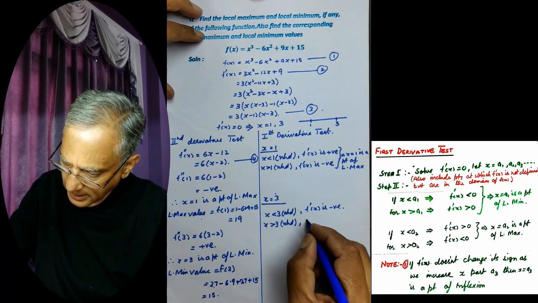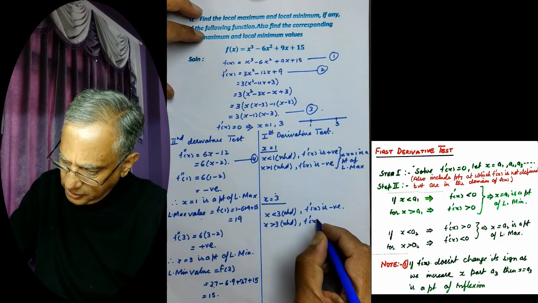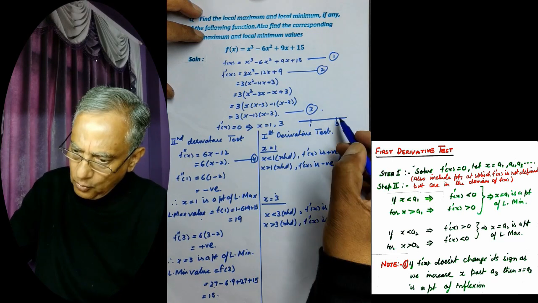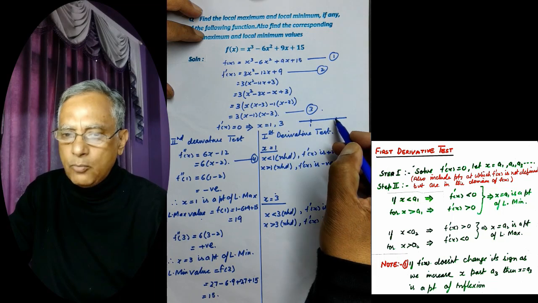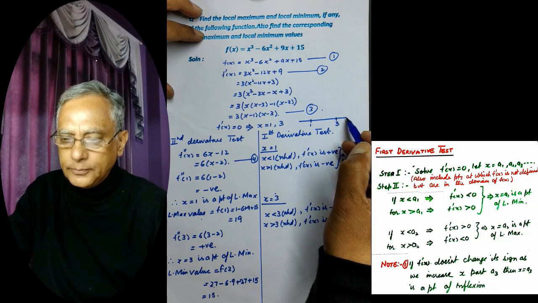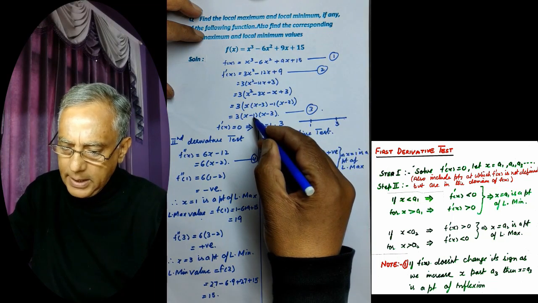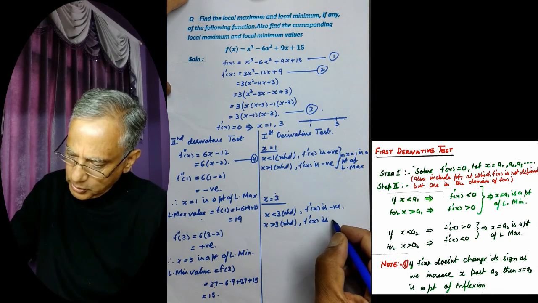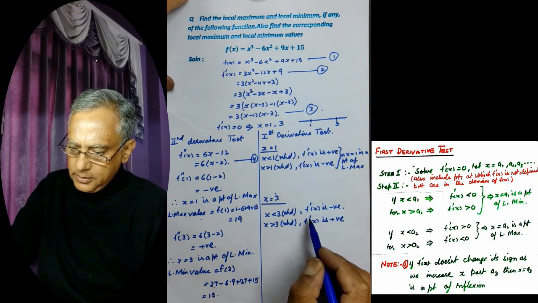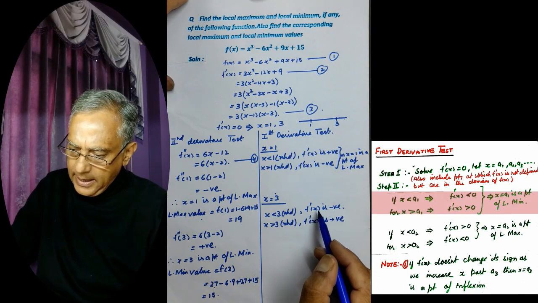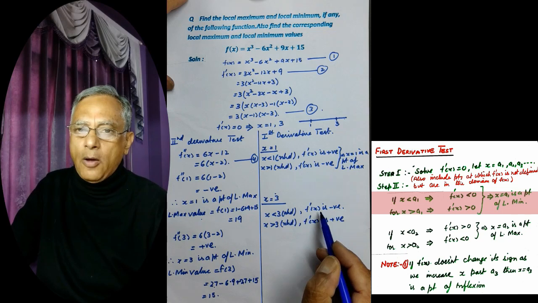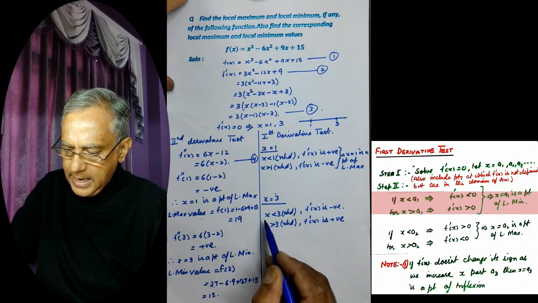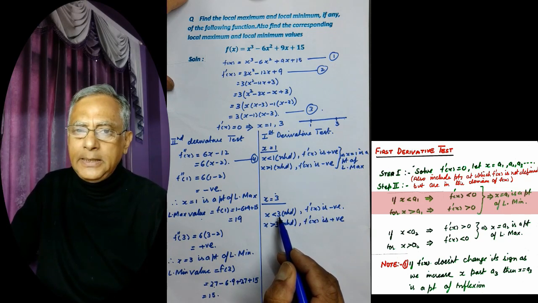And for x greater than 3, we can take any one point, say 4. So 4 minus 1 is positive, 4 minus 3 is positive. Positive into positive is positive. So sign will be positive. So what we notice, f dash x is changing its sign from negative to positive as we increase x past 3.